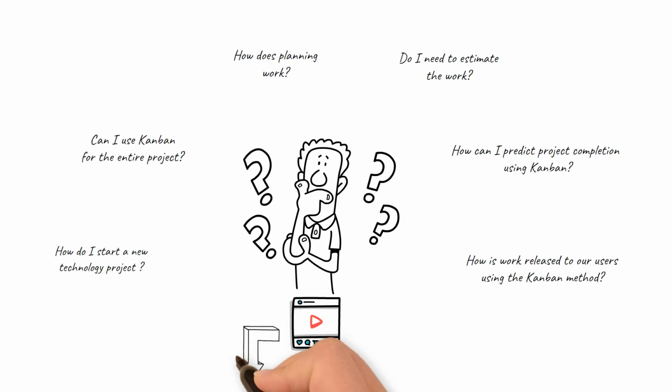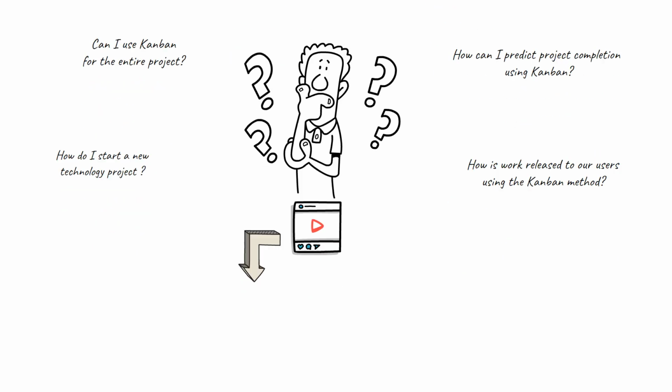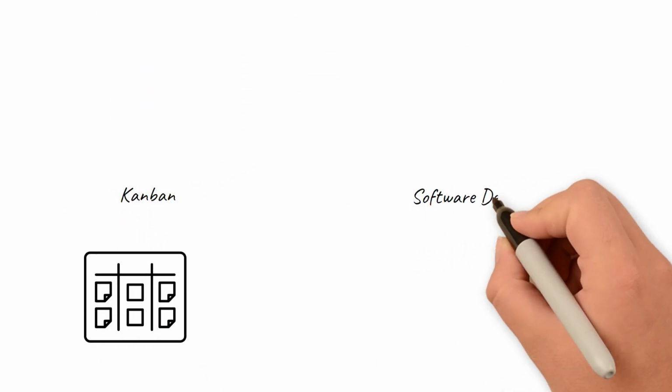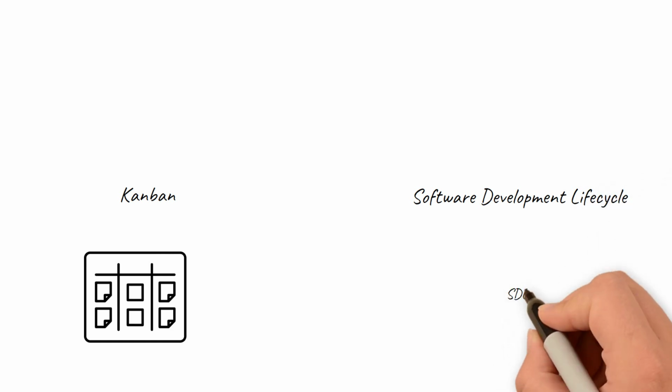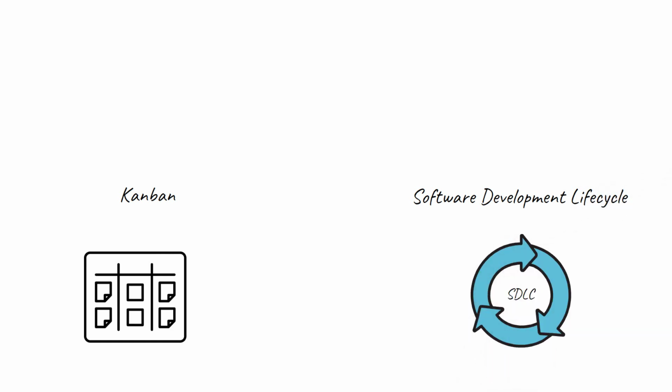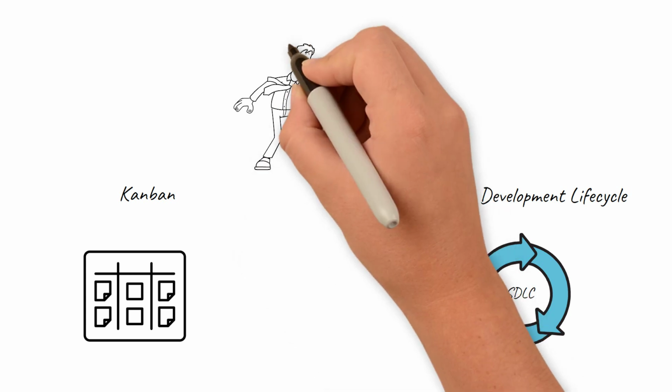We will answer all these questions in this video and provide a simplified way of how to execute a project with Kanban. Kanban is great during the project execution or development phase of the software development lifecycle. However, Kanban on its own has gaps on handling a project from start to end.